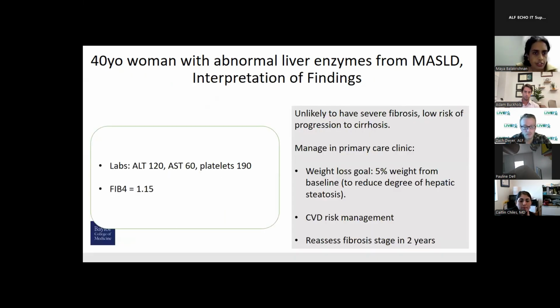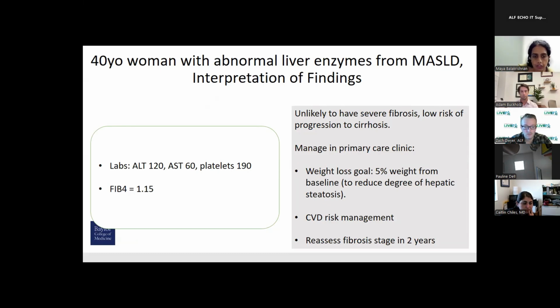So coming back to our patient, we do the FIB-4 test, which you can just pull up on your phone or on the internet, and her FIB-4 comes back as 1.15, which is below the threshold of 1.3. So people who have a FIB-4 score of less than 1.3 are highly unlikely to have severe fibrosis. The way we interpret this is at this time, she's at low risk for progression to cirrhosis. So this is a patient that you can manage in the primary care clinic.